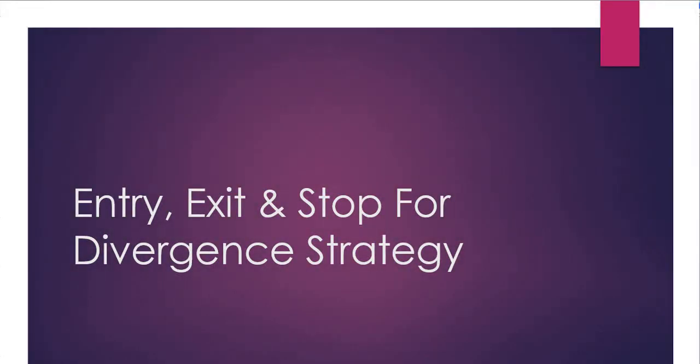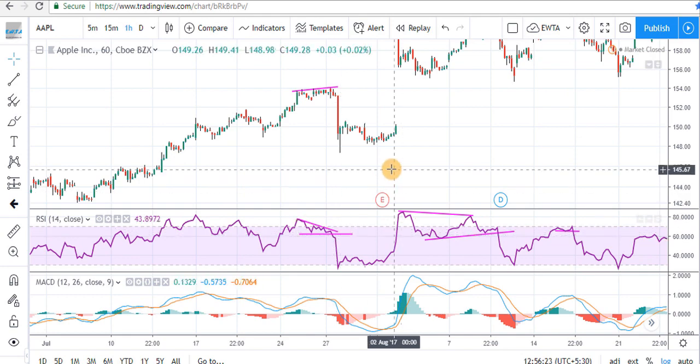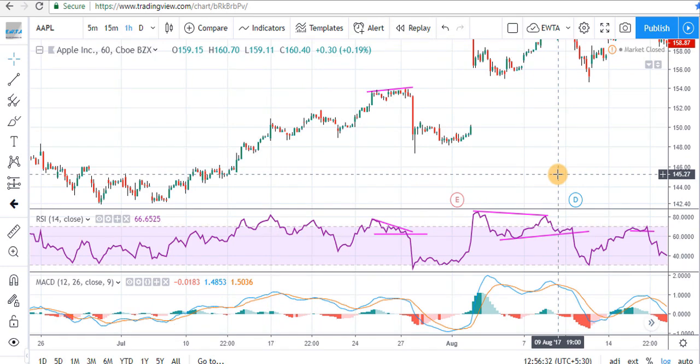So in the last lecture we have learned how to trade divergence accurately. For this we should always draw a support line on RSI troughs in a bearish divergence, and we should always draw a resistance line on the peaks of RSI in bullish divergence. Now in this lecture we will see how to confirm our position with the help of MACD indicator.